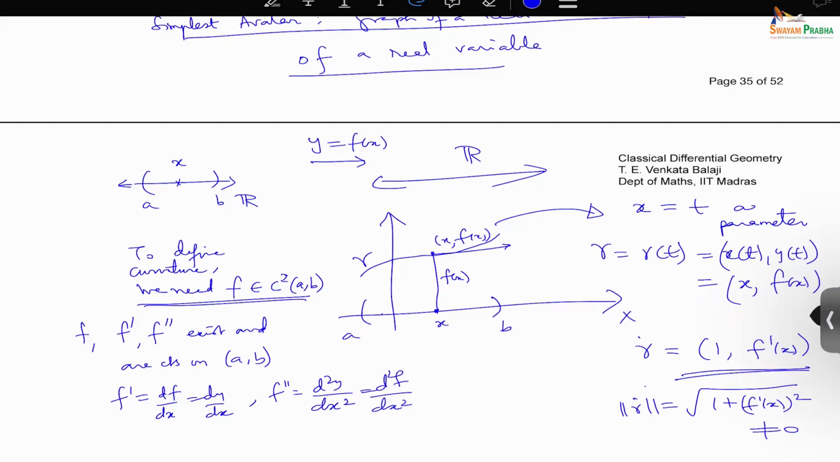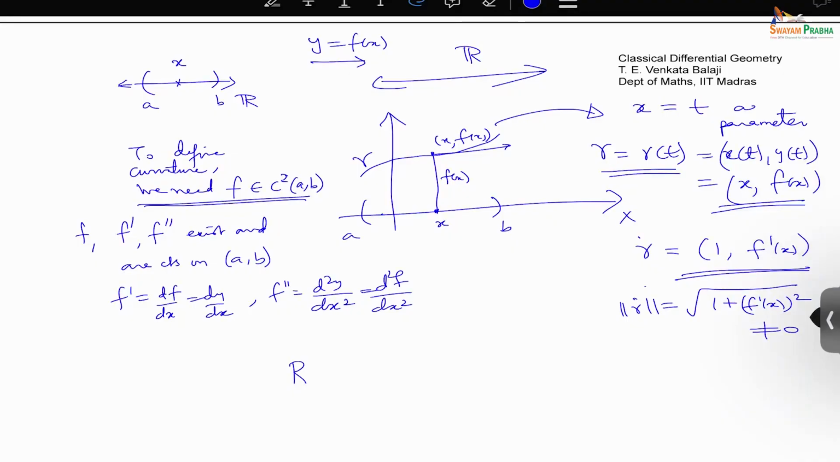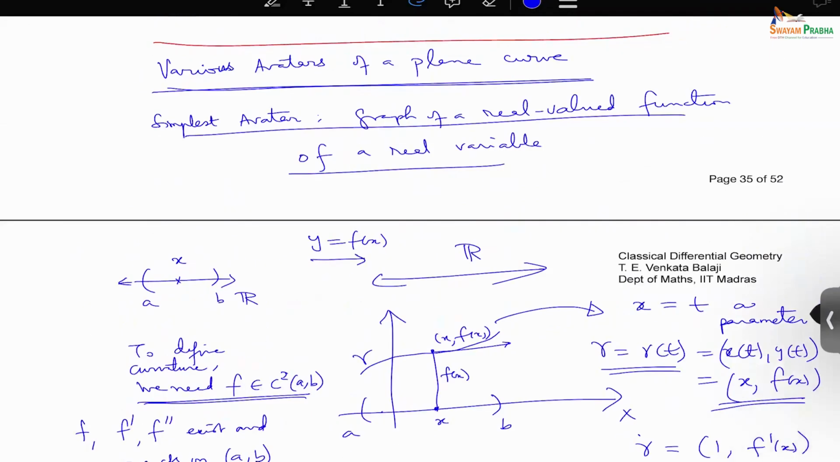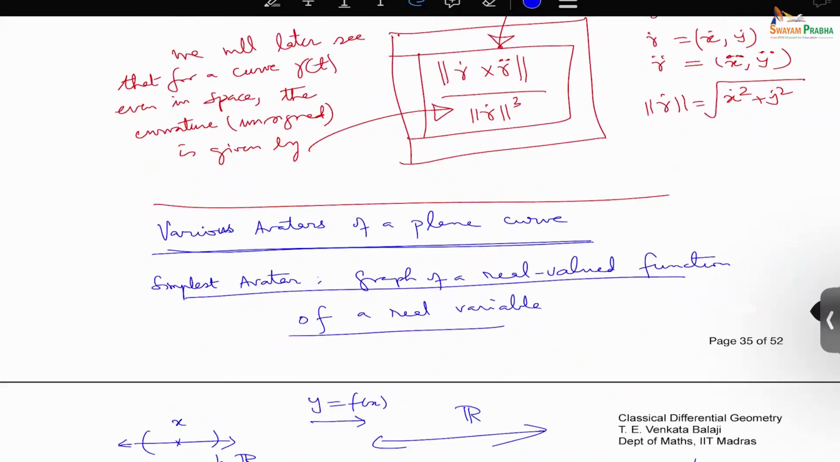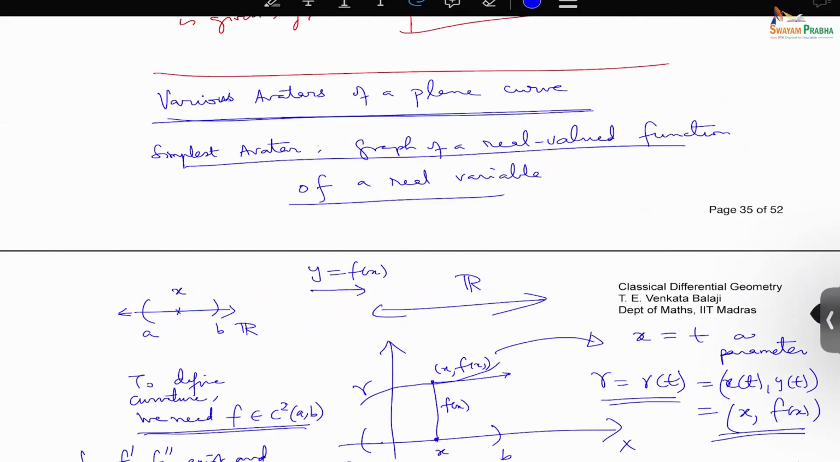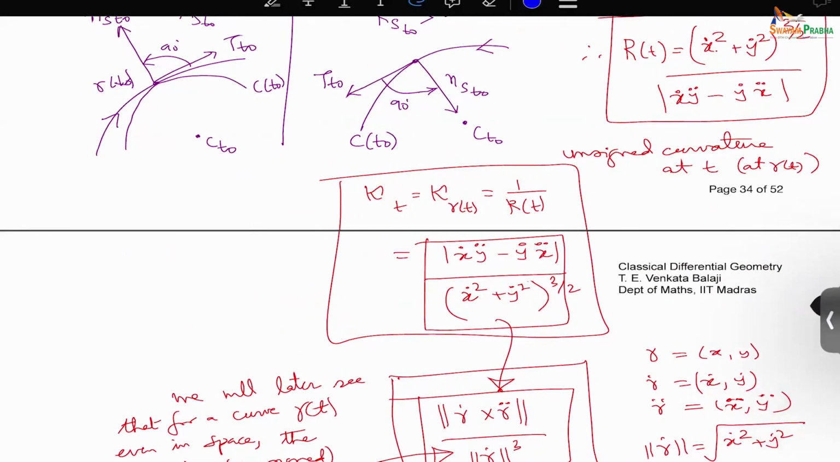So it's a nice situation. And for this parameterization, you apply our original formula and you will get the formula for curvature of the graph of a curve y equals f(x). All you have to do is just plug it in. So the radius of curvature at (x, f(x)) will be just this formula: x dot y double dot minus y dot x double dot. Let me write it for the curvature.